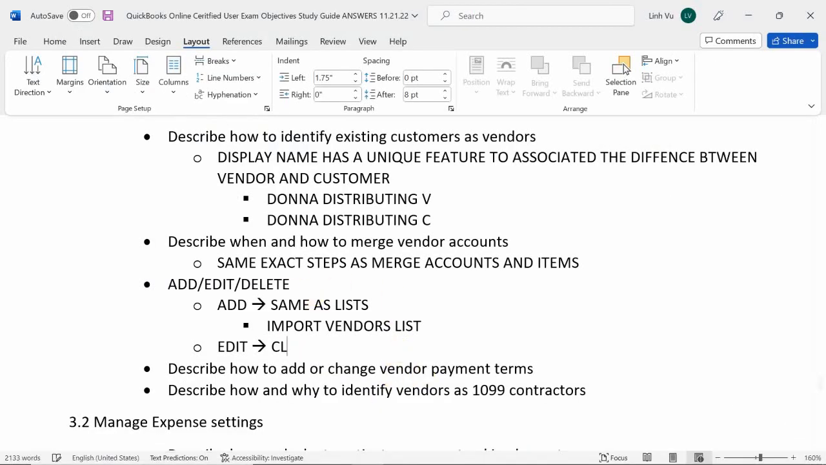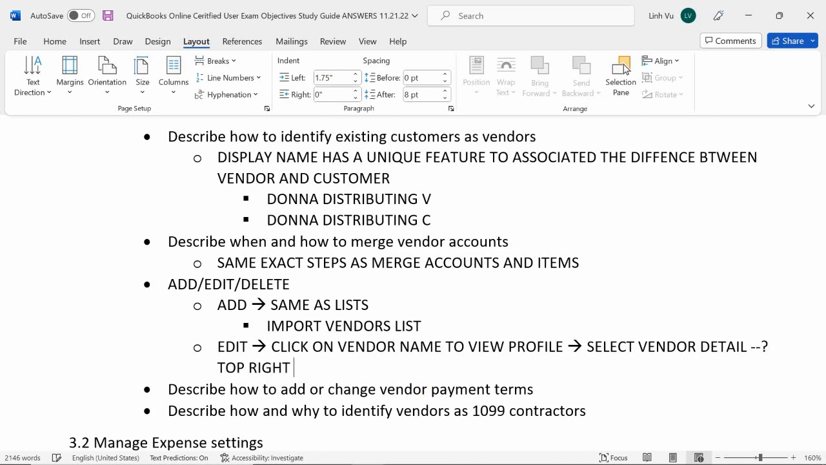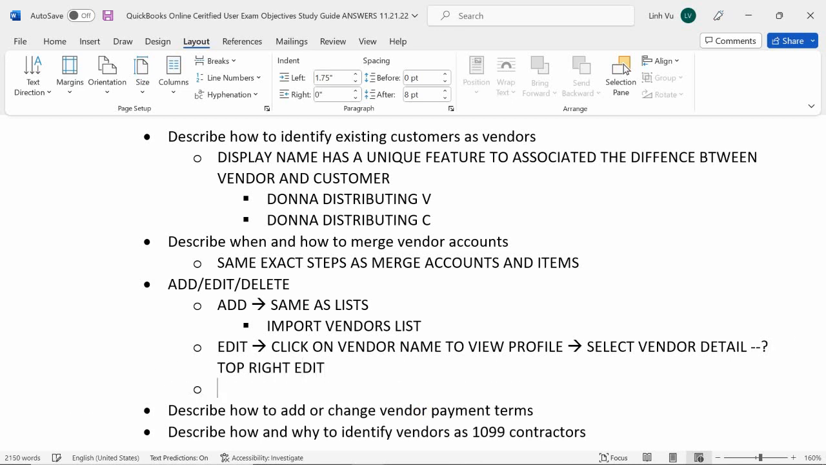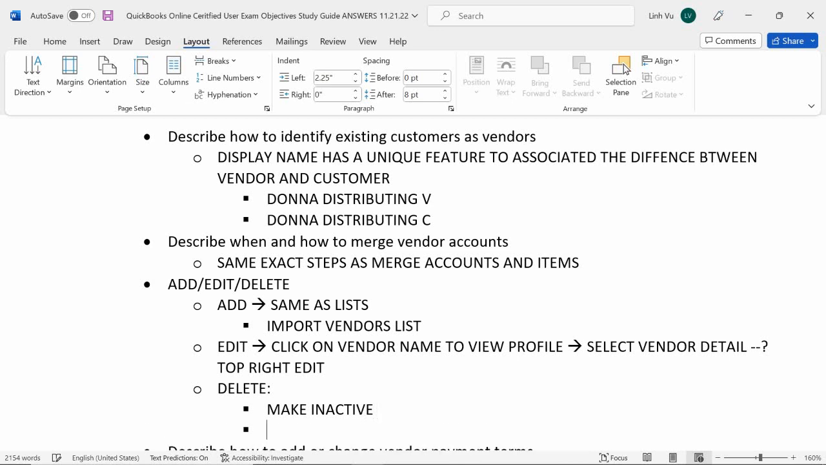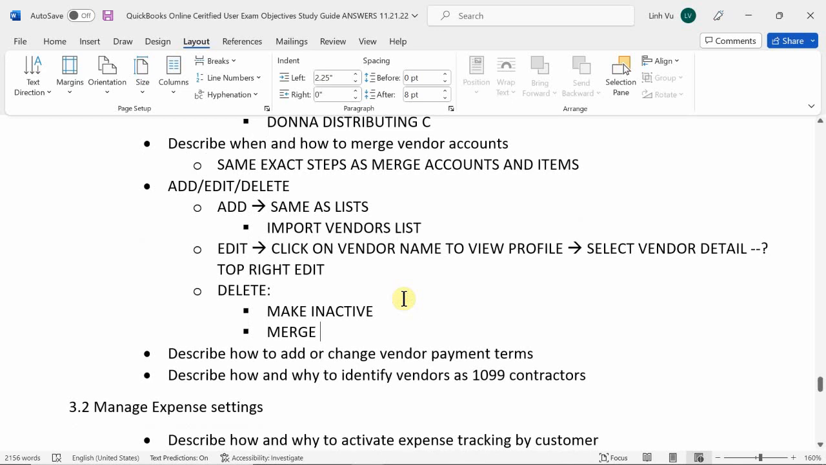So again, click on the vendor name to view the profile, then select vendor detail, and then top right, edit. That's the huge difference from the lists that you are used to doing. And of course, deleting, you cannot delete vendors either. You can either make them inactive or merge, which we already talked about merging up there. And we already saw how to make them inactive. It's the same steps as for your lists.